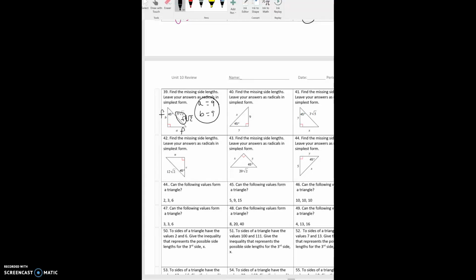45, 45, 90 triangle. F, f, f times the square root of 2. Y is going to equal 9, because right here. And x equals 9 times the square root of 2.